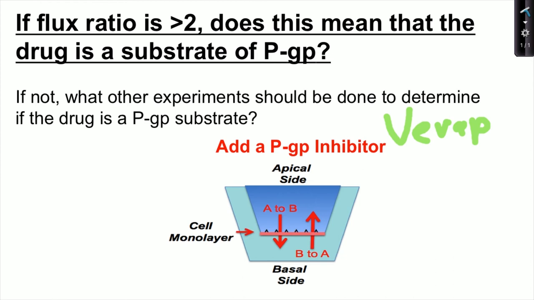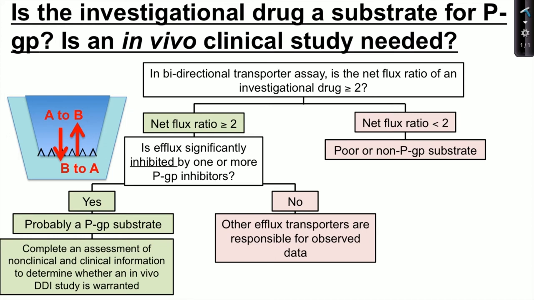So now you have some in vitro evidence, and let me take you to the decision tree. Let's just walk through it step by step. So the first thing you do is you set up your bidirectional flux assay, and you ask whether the flux ratio is greater than 2. So this is step 1. And you get a decision. It's a decision tree, so you get yes or no. So let's say no, it's less than 2. End of story. It is not a PGP substrate, or it's a poor PGP substrate, and you don't have to be concerned with a clinical drug-drug interaction study.